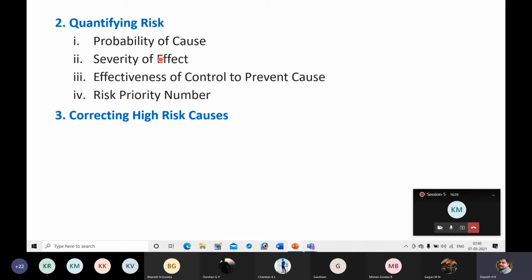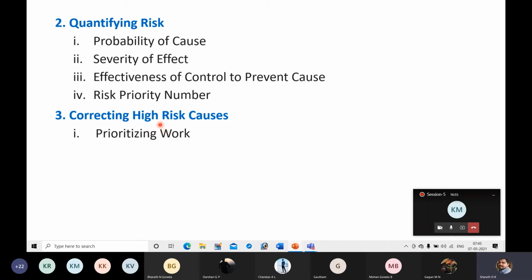You are considering all those reasons, and you are quantifying risk, which means you are considering which reason or which cause you should focus on more, so that you can enhance the quality of the product by reducing the probability of its failure.